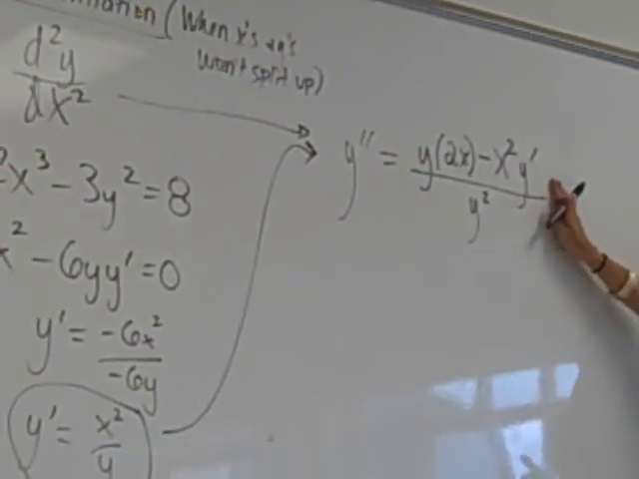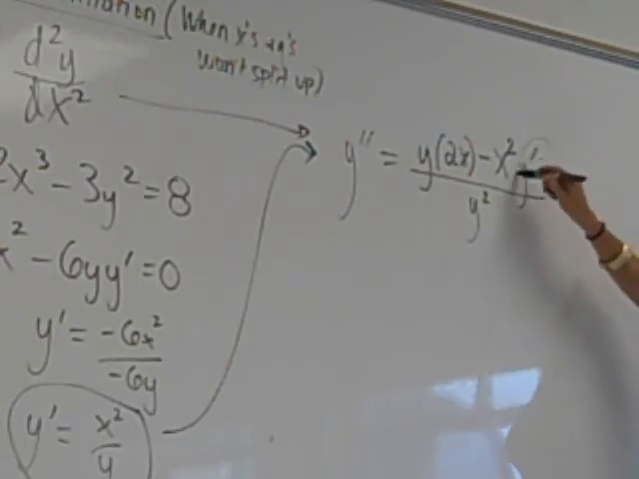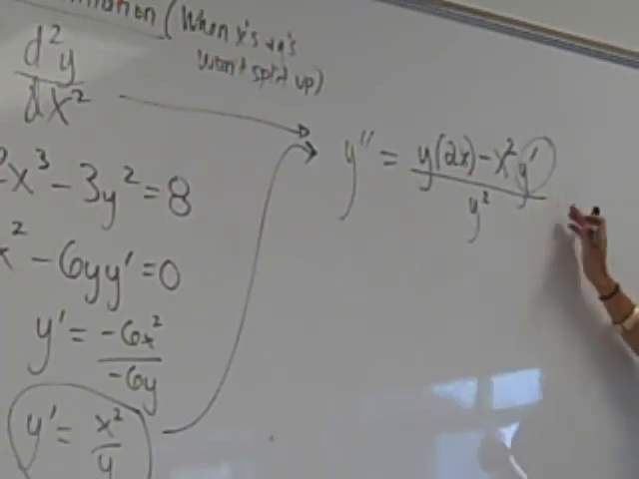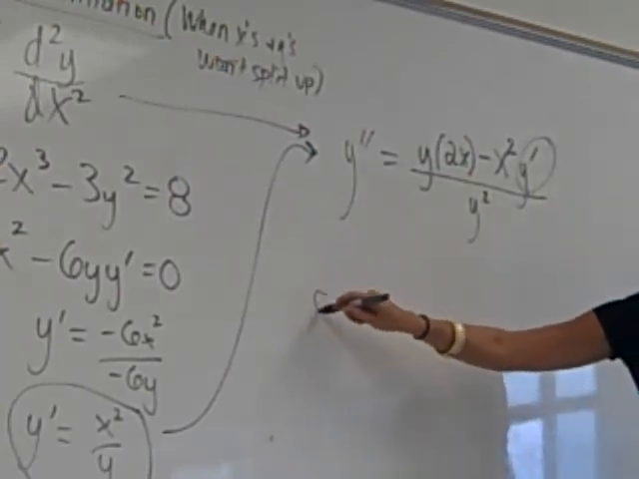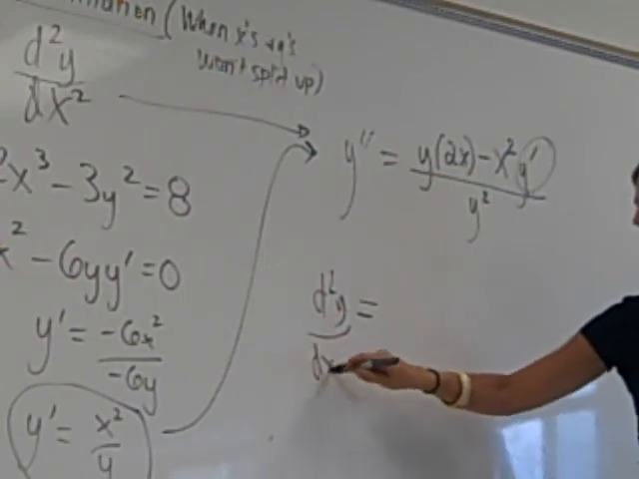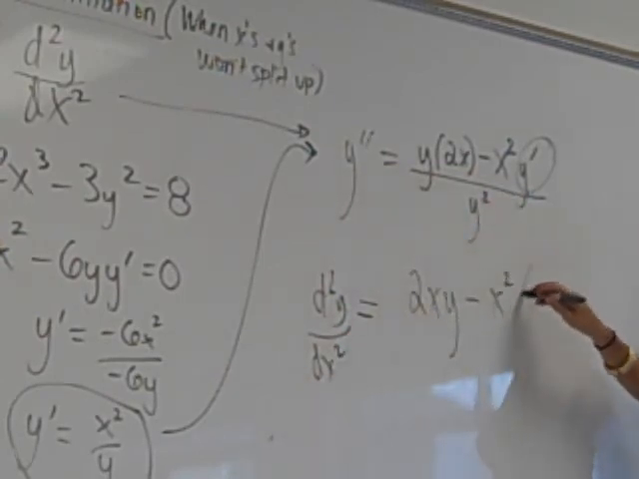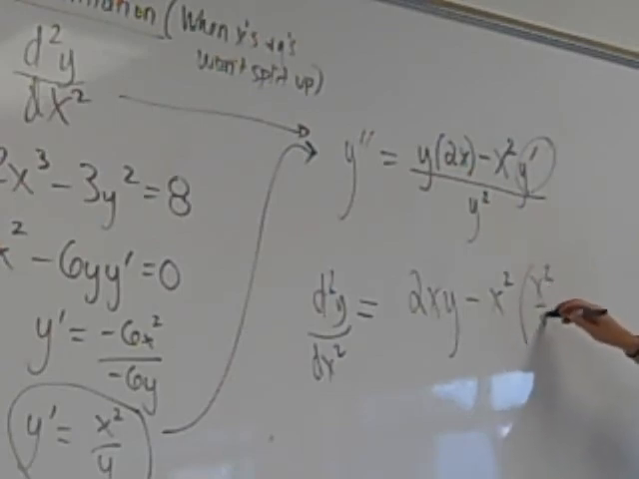This is the second derivative, but you can't leave it that way. Because I know what y prime is, I have to go back and plug y prime in for it. So this is the second derivative. I don't have to solve for anything else. But I got to go back here and replace y prime with x squared over y.